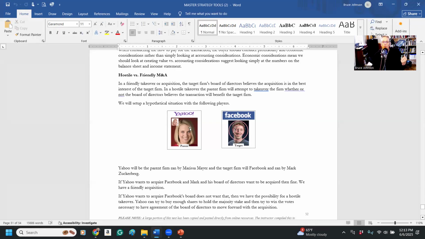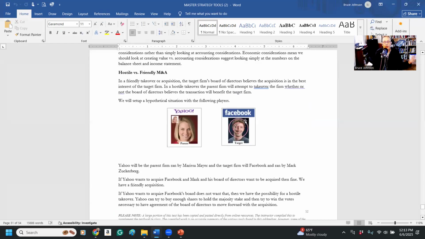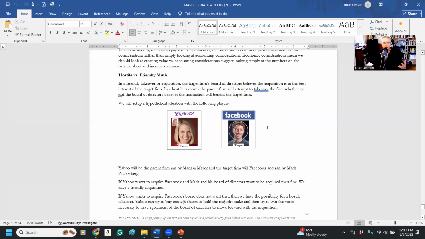If Mark doesn't want to be bought out by Yahoo, though, well, then it would be called a hostile takeover. Because what Yahoo can do is they can start purchasing publicly traded shares of Facebook until it owns enough shares to get a member that they want on the board of directors of Facebook. Then they keep buying stock and trying to take over the company. So they call that a hostile takeover. There's a couple strategies that can be played out for Mark Zuckerberg, if that happens.